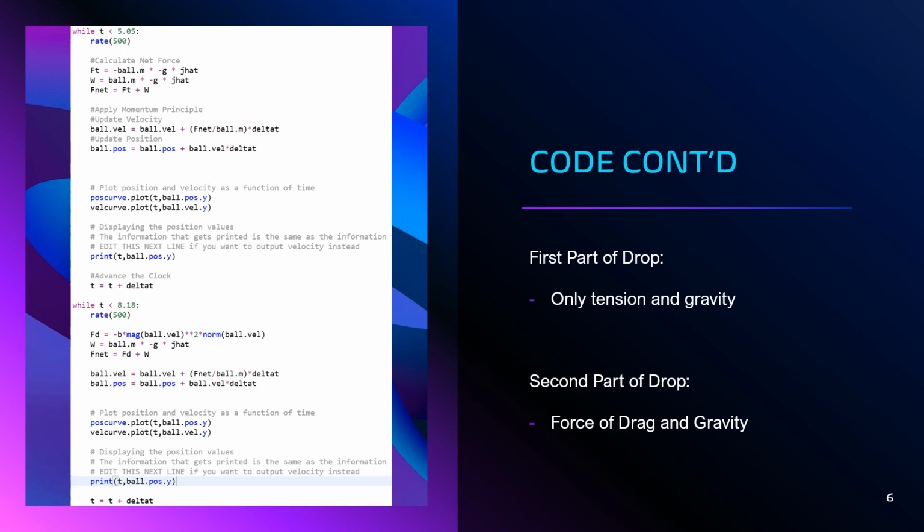And then for the second while loop, we model the motion of the Slinky as the bottom is actually falling. And to do this, we have the drag force and also the force due to gravity. So we calculate the drag force and the weight of the Slinky, and then those added together are our net force. And then we again use the net force to update the ball's velocity and position using the momentum principle.